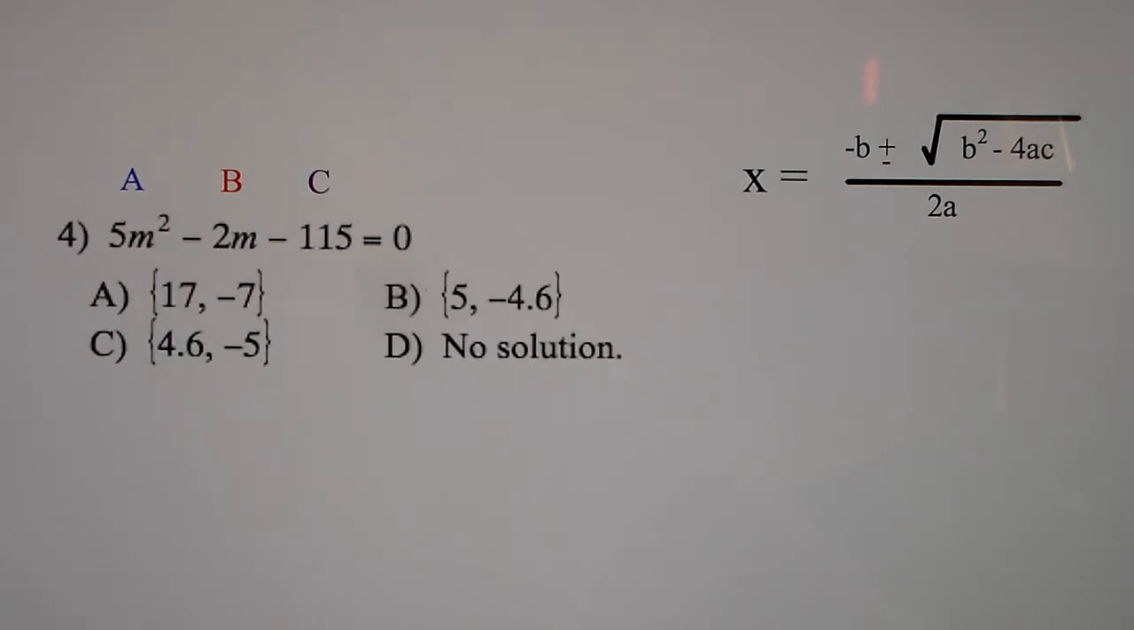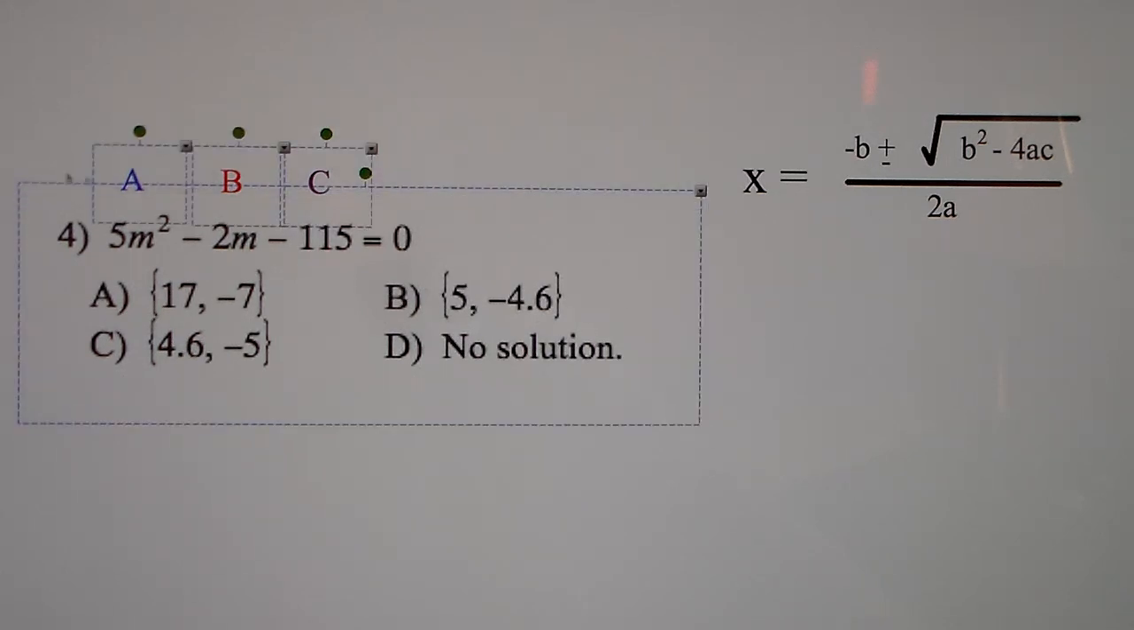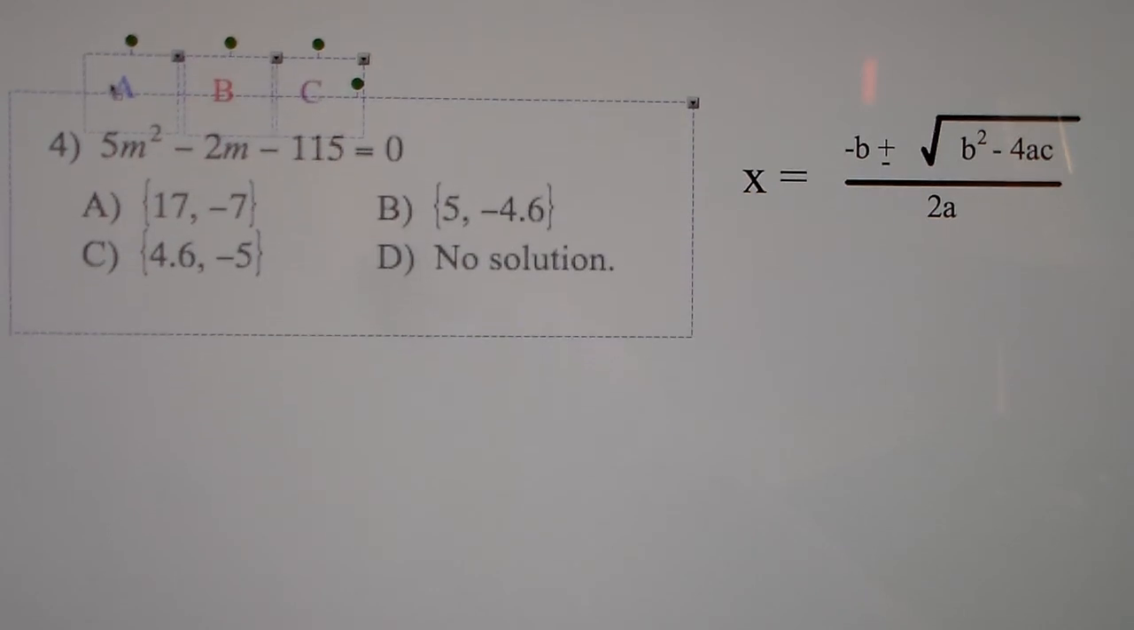Squeeze in one more. So, problem number 4, we have 5m squared minus 2m minus 115. We're going to plug these 3 numbers into our quadratic formula. I'll create a little more room. Slide that up.